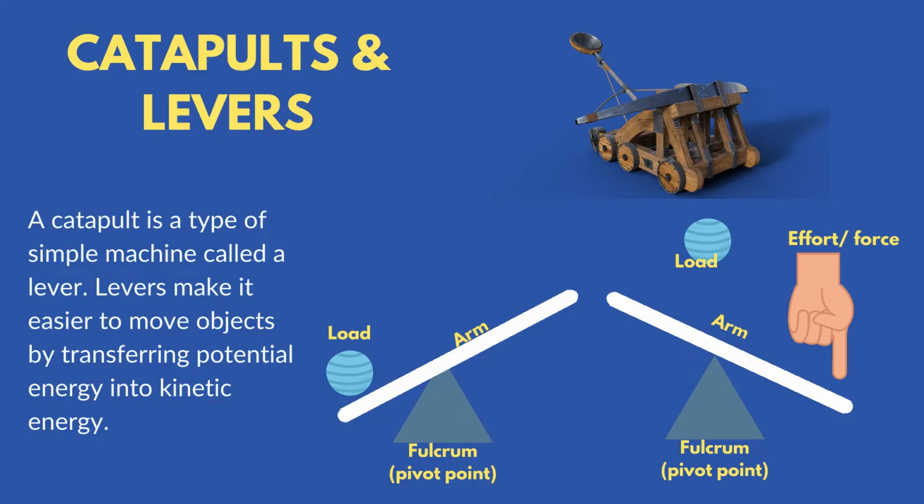A catapult is an example of a machine that is a lever. A lever is a machine that is made up of a bar or an arm which turns on a point called a fulcrum. Force or your effort is used to move an object or the load using potential and kinetic energy. Catapults have been around for centuries and were used to launch objects in ancient wars.